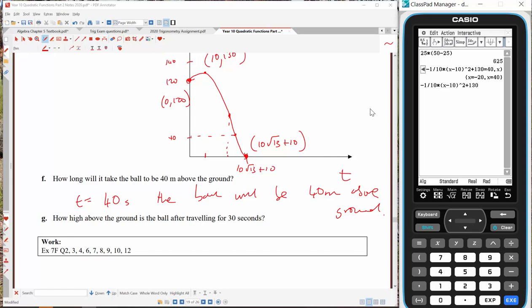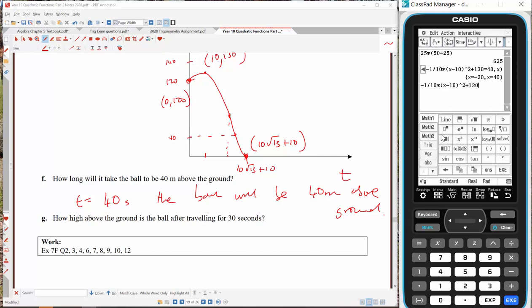And what I like to do is use this key. It's in keyboard and it's in math 3. It's the with key. And we're going to say with a value of x of 30, i.e. substitute x is equal to 30 in, and that'll tell us the height at that point in time. So it's 90. So when t is equal to 30, height is 90 metres above ground.